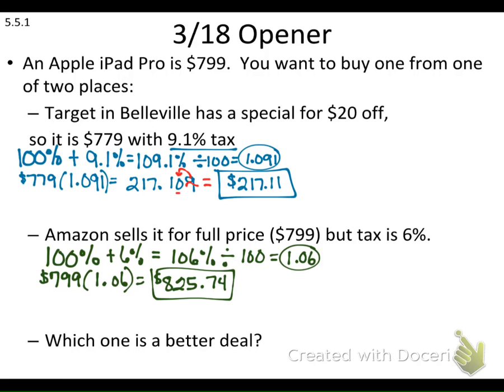Guys, we did something wrong. Something is so wrong. You did it right? No. Something's really wrong. What is it? In your calculators, which of these prices don't make sense? Look at this, 217 and 825. Go back up to here, take 779 times 1.091 again for me.